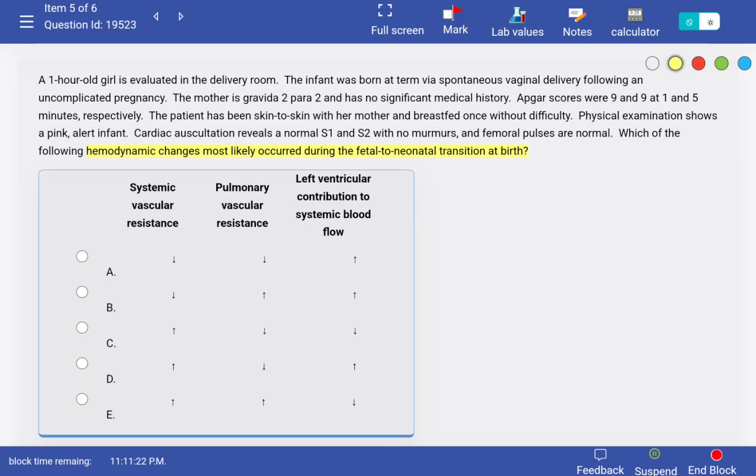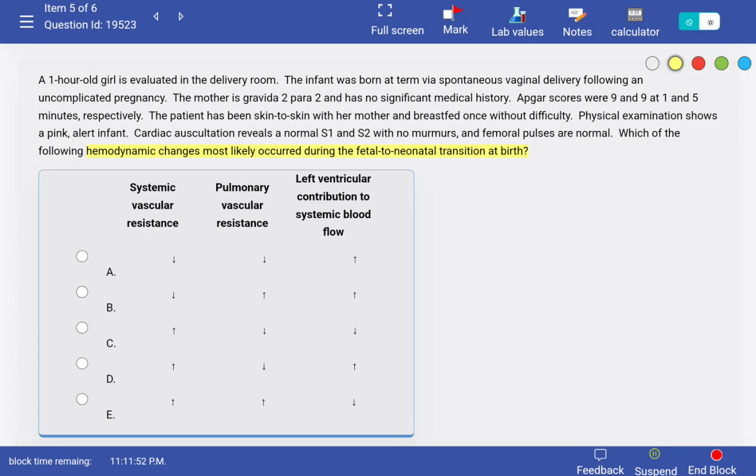In question number 5, we have a 1-hour-old girl who is evaluated in the delivery room. The infant was born at term by spontaneous vaginal delivery following an uncomplicated pregnancy. The mother is gravida 2, para 2, and has no significant medical history. Apgar scores were 8 and 9 at 1 and 5 minutes respectively. The patient has been skin to skin with her mother and breastfed once without difficulty.